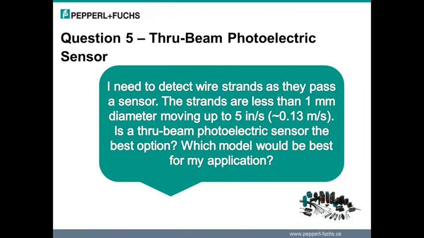Okay, here's a case where a customer is trying to sense 1 millimeter diameter wire strands while they are moving at 5 inches per second. Would one of our thru-beam sensors be suitable? And if so, which model would you recommend?